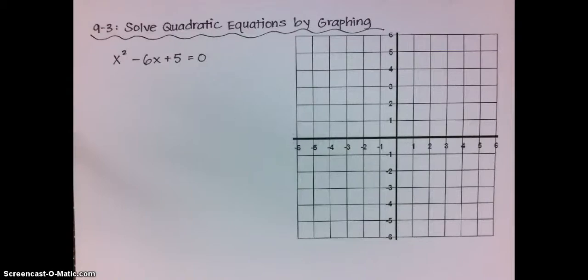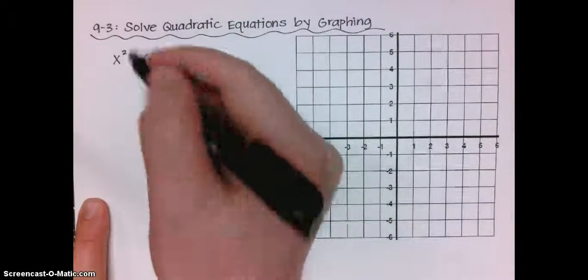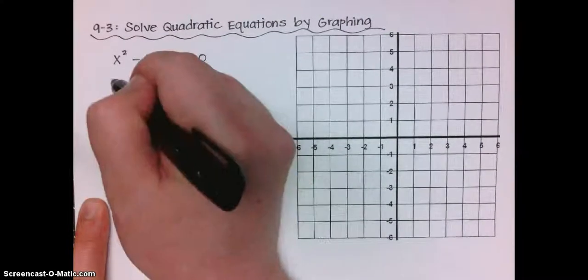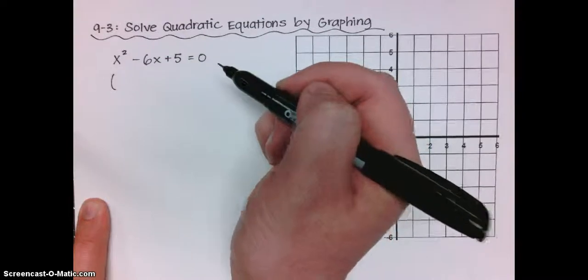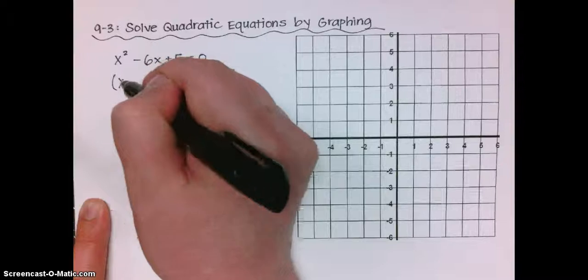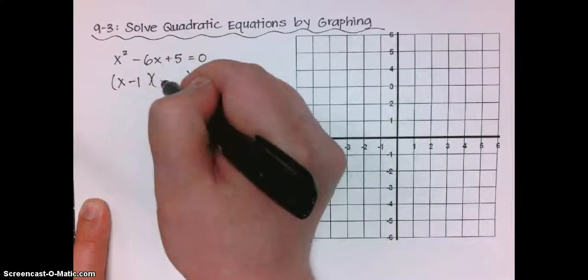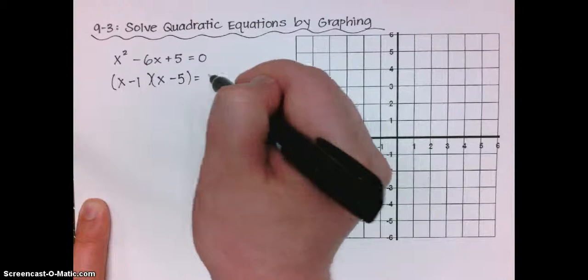Hello class, today's lesson is lesson 9-3 in your algebra textbook, and it's learning how to solve quadratic equations by graphing. Now we've learned how to solve equations before. One method that we did before was factoring, and if I was going to factor this equation x squared minus 6x plus 5 equal to 0, I could see that I could break it up as x minus 1 times x minus 5 and set that equal to 0.